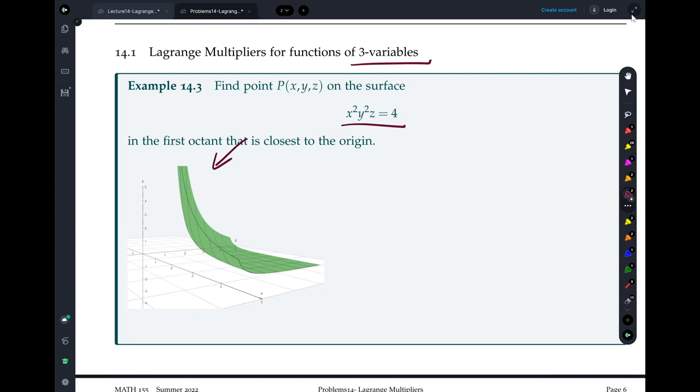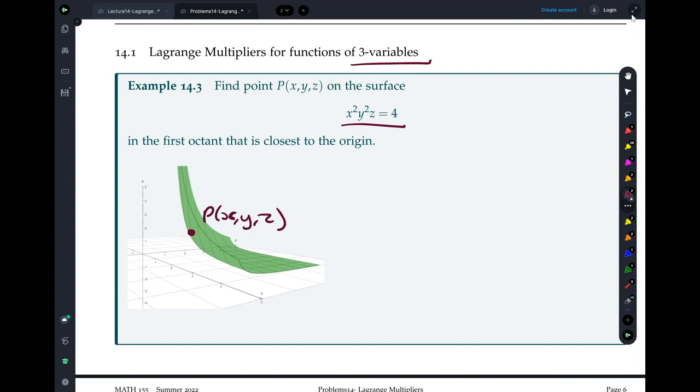And what we want to do is minimize the distance to the origin. So we want to find the point P somewhere on this surface. Let's call it P(x, y, z). It looks like it's going to be somewhere around there, right? We want to find the point that is closest between that surface and the origin. So how do we do this?